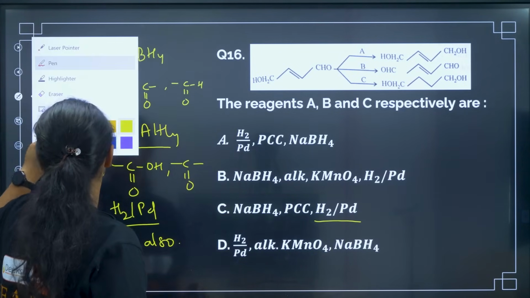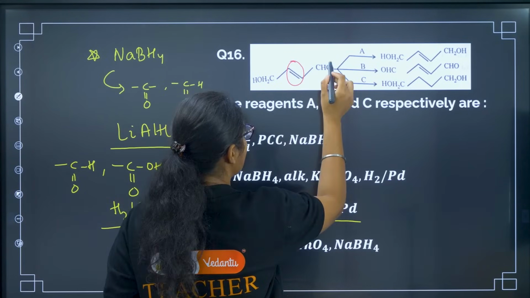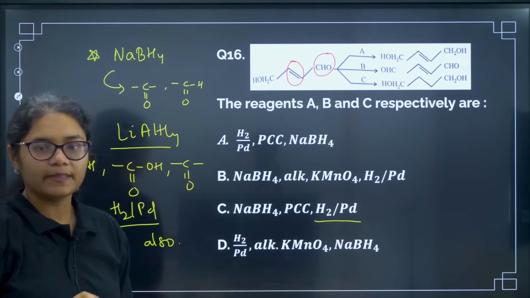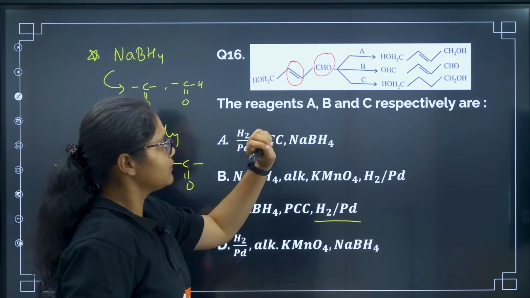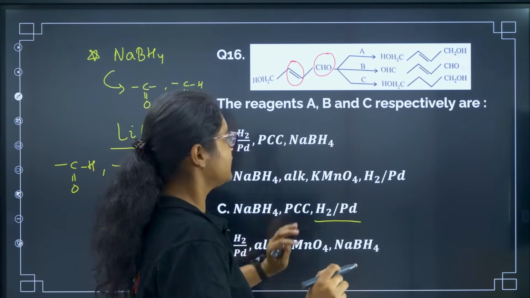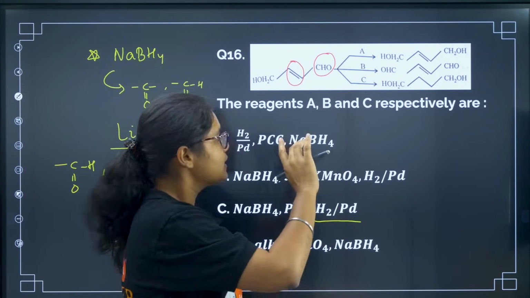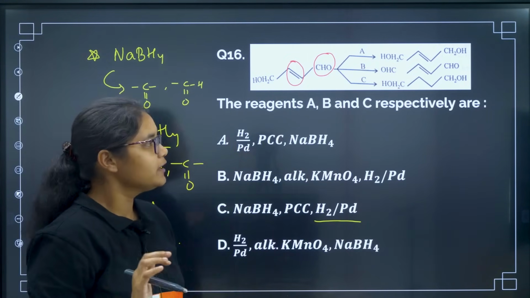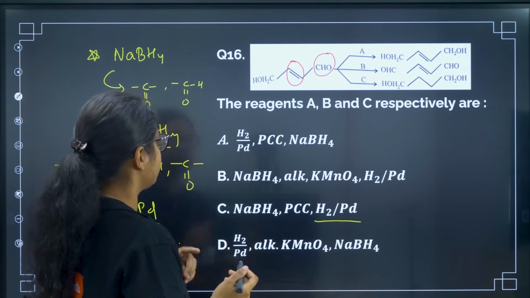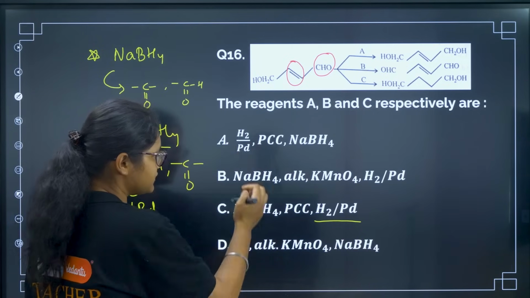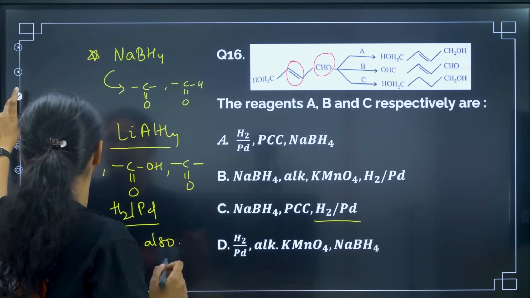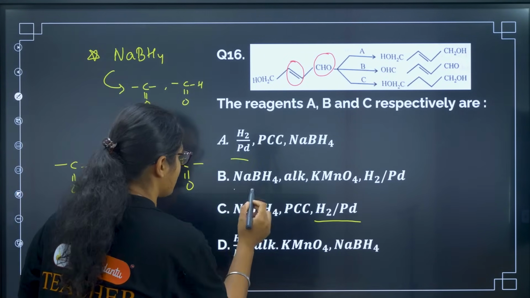One is your double bond here, and one is this CHO group. So this CHO group in the product A, only this CHO group is reduced, the double bond is not reduced, right? So for reducing the CHO group, in the first option we have H2 palladium and NaBH4. These are the options.